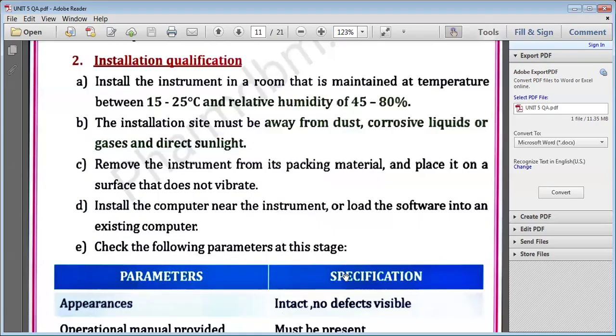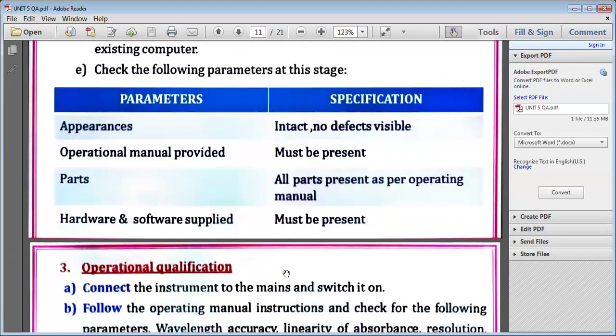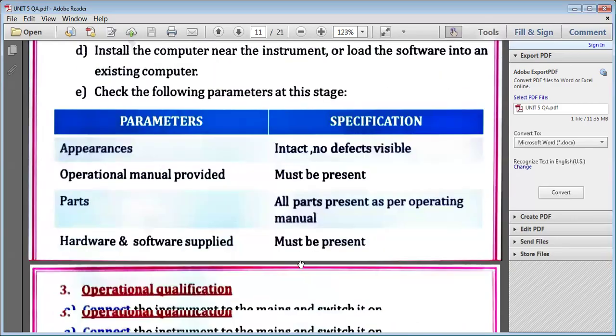What are the various parameters in the stage of installation? The parameters and the specifications. Appearance: no physical defects should be visible, and all the equipment should be intact. We have to get the SOP, that is the operating manual, which must be present. Parts: all the parts should be present as per the operating manual. Hardware and software should be supplied and must be present in this installation qualification.